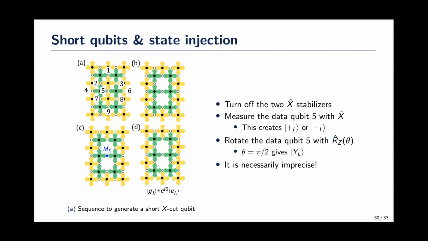With that, around the z-axis by phi over 2, we can make logical Y. But this is necessarily imprecise because we did a physical rotation.